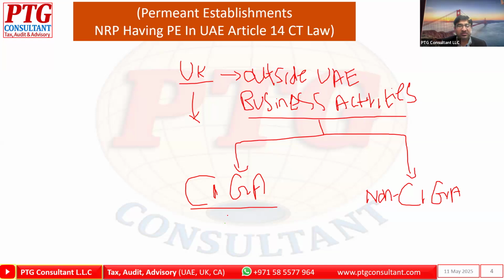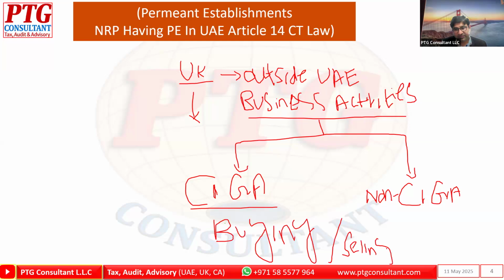On the other side, for a trading business, their main activity is buying and selling of any products, we use the word goods. So this is their main activity. Now the same business has a non-CIGA activity. What will be the non-CIGA?